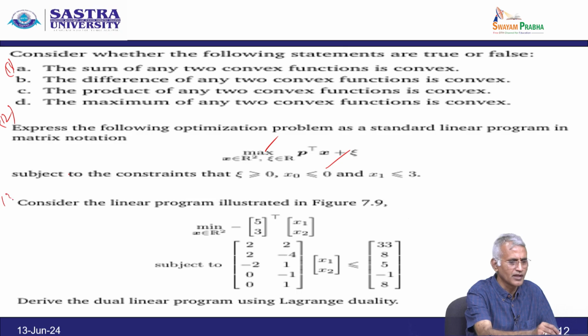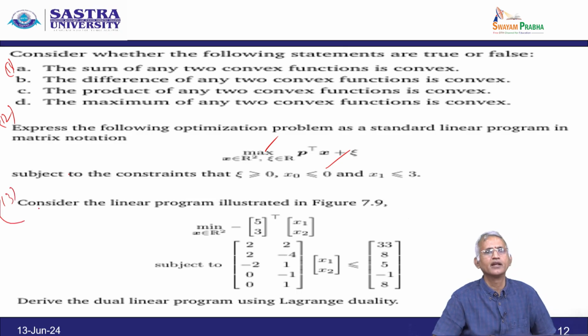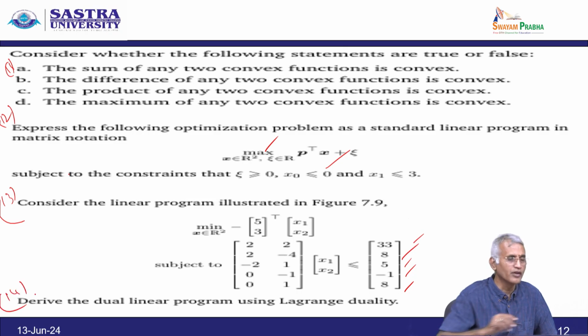Next, 13th problem: consider the linear program illustrated in figure 7.9, minimum over x in R^2 of the objective transpose of (x_1, x_2), subject to the given matrix inequality constraints. Here the figure is already given in the lectures, which you have to see, and derive the dual linear program using Lagrange duality. This is the 14th question.